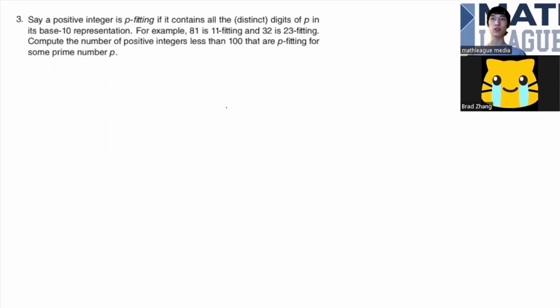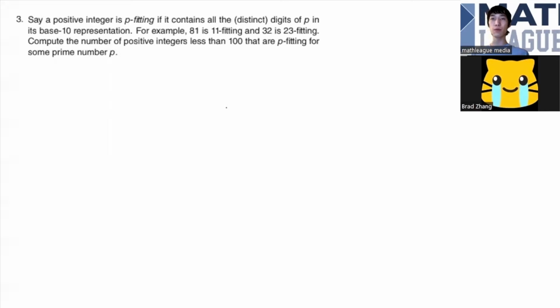So this problem is one of the earlier parts of the target, right? It's the third question on the target, but it's strictly hard. So let's take a look at the problem. Say a positive integer is p-fitting if it contains all the distinct digits of p in its base 10 representation. For example, 81 is 1-fitting and 32 is square 3-fitting, blah, blah. Compute the number of positive integers less than 100 that are p-fitting for some prime number p.